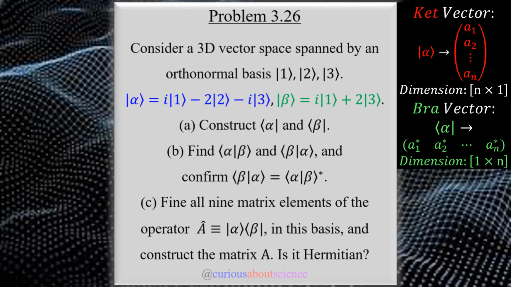Here, looking at what we're asking for, we want to construct the bra alpha and bra beta, find the inner products alpha beta and beta alpha, and confirm this identity of the conjugate property. Then we can find all nine matrix elements of the operator A hat, which is defined as the ket alpha and the bra beta in this basis system, and then construct the matrix A. Is it Hermitian? So a lot of familiar words and a lot more definitions. Let's dive in.